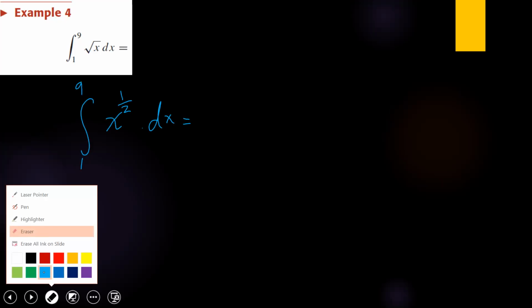First, 1 to 9. The square root of x is x to the power half. So first of all, I have to integrate. What is the integration of x to the power half? It will be x to the power half plus 1, over the new exponent, which is half plus 1.